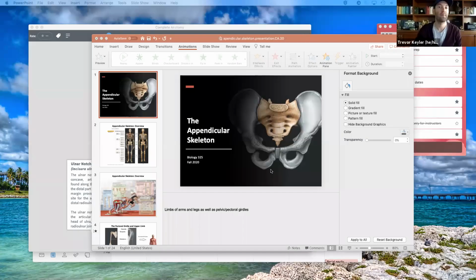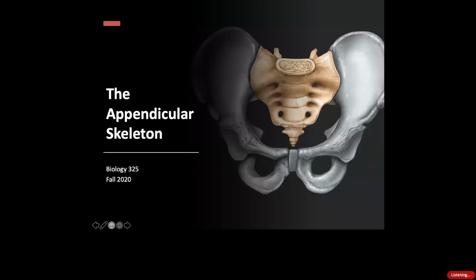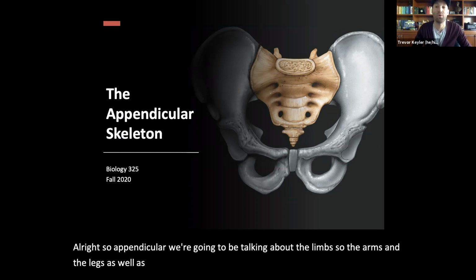All right, so let's continue on with appendicular. All right, there we go. So appendicular, we're going to be talking about the limbs, so the arms and the legs, as well as the pelvic and pectoral girdles.